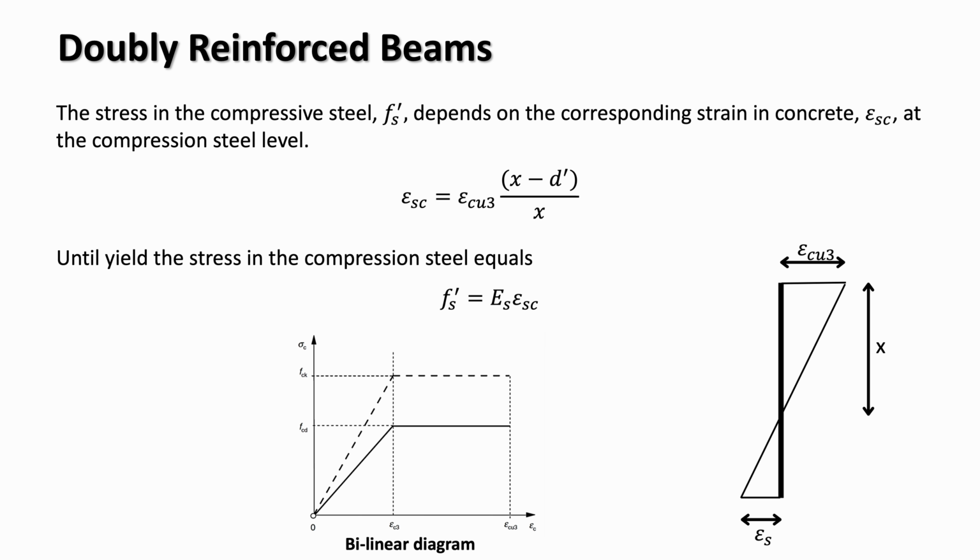Here we can see how we determine the stress developed in the compression steel. Because the section is in bending, the strain profile is assumed to remain linear across the depth, and that means that the strain in compression steel is simply the concrete strain at that level. Using similar triangles, the strain in the compression steel, epsilon_sc, is epsilon_cu, the maximum strain in concrete, times (x minus d') over x. This depends on how far the compression steel sits below the neutral axis. As long as the compression steel has not yet yielded, its stress will follow Hooke's law. So f_s', the stress in the steel, equals E_s, the modulus of elasticity, times epsilon_sc.